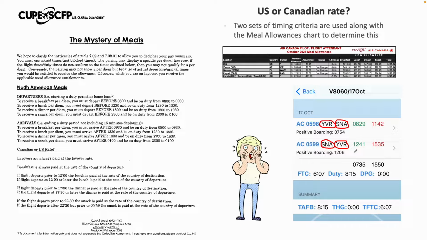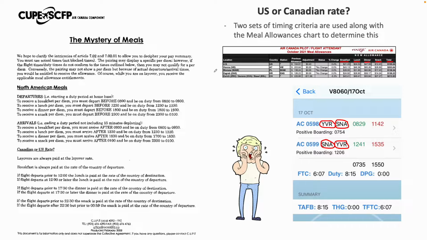So if we look at the meal allowances chart, I've truncated it just to make the numbers a little bit easier to access for the purpose of this presentation. So we have the breakfast, lunch, dinner, snack, and total columns. And directly beneath those, we can see what the values are for the US for breakfast, lunch, dinner, and snack. Those are the ones we're going to want to use if we are entitled to any US per diem.